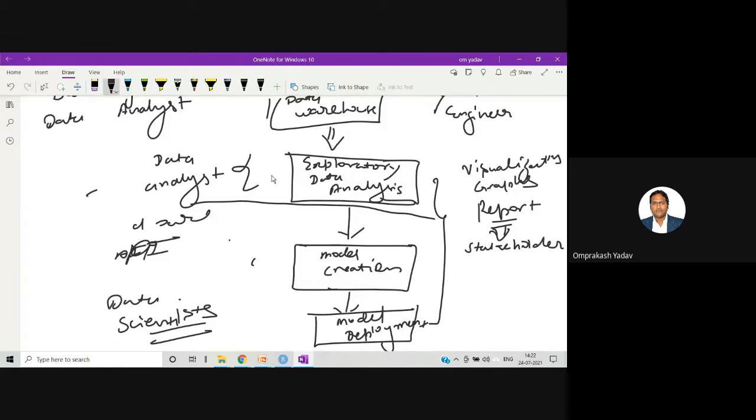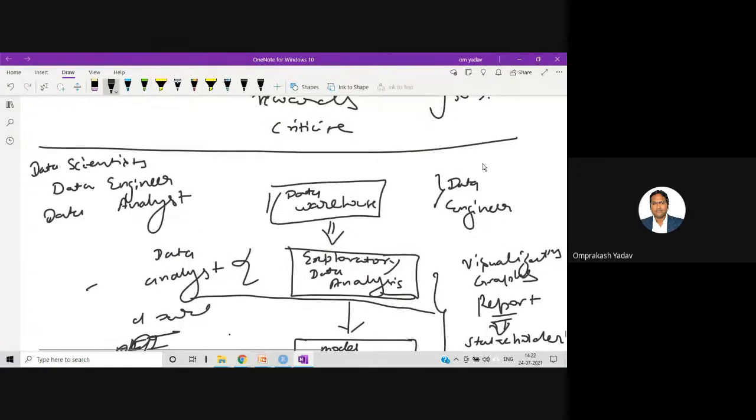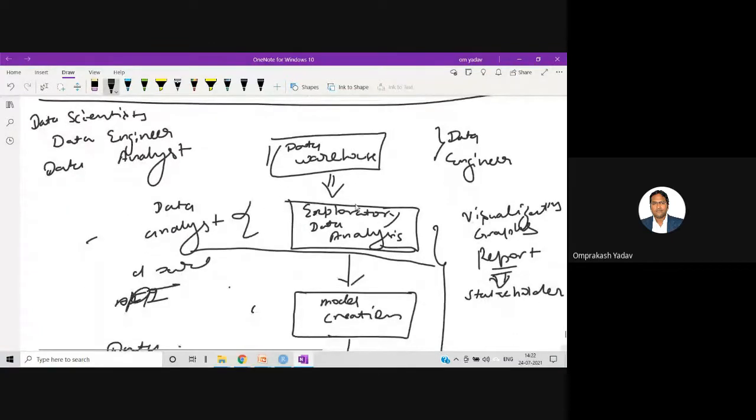If the accuracy is proper and everything is fine, then definitely they will go into the further production and deployment phase, and they are going to deploy the model. So this is the basic difference between all these things.